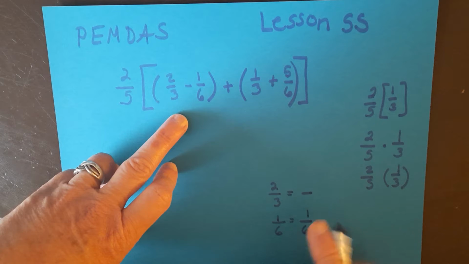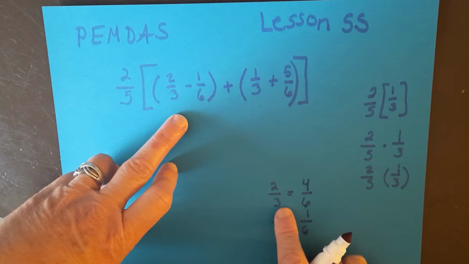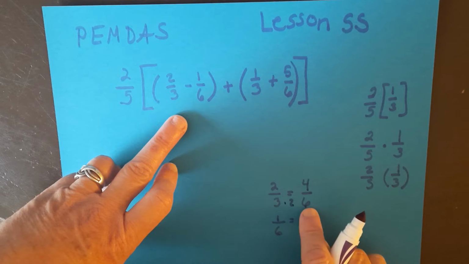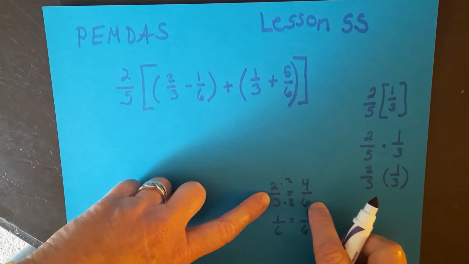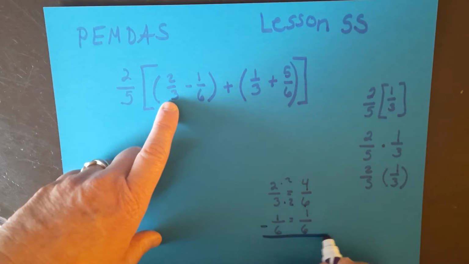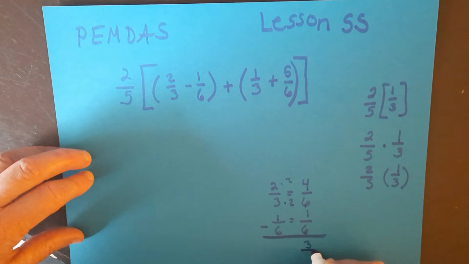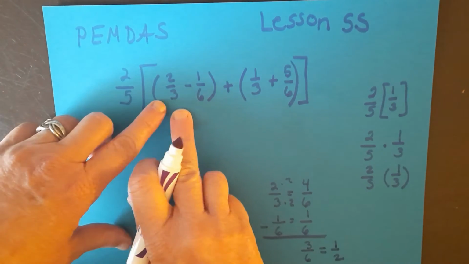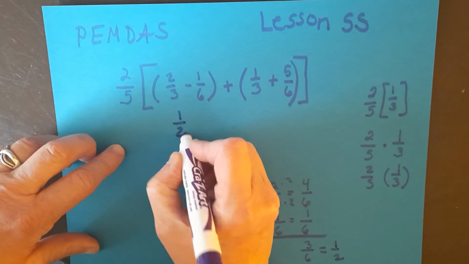1/6 just stays 1/6. 2/3 becomes 4/6, because whatever we multiply the denominator by, we have to multiply the numerator by. We multiply the denominator by 2 to get 6, so we have to multiply the numerator by 2 to get 6. So we have 4/6, which was what 2/3 equals, minus 1/6, which gives us 3/6. And 3/6 simplified equals 1/2, because we want to make sure that we reduce it as far as it goes. So we can replace what's in this parentheses with 1/2, because we figured that out. So we have 1/2 right here.